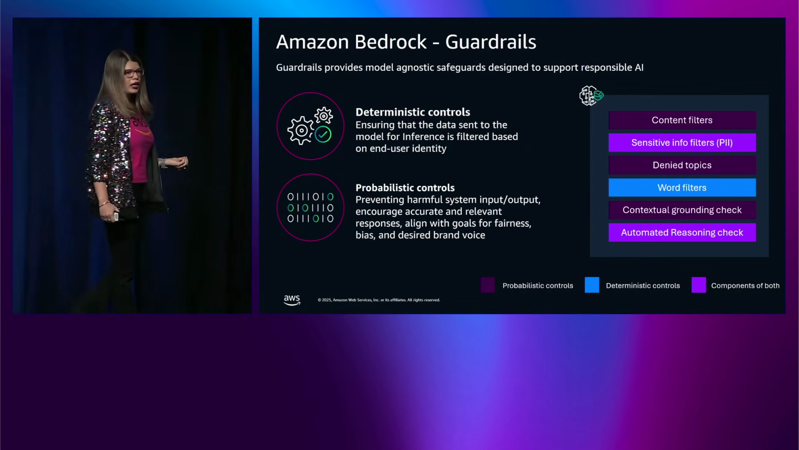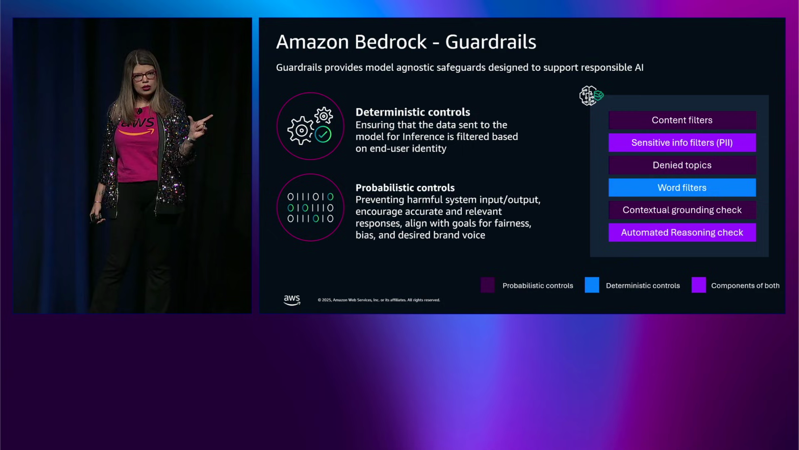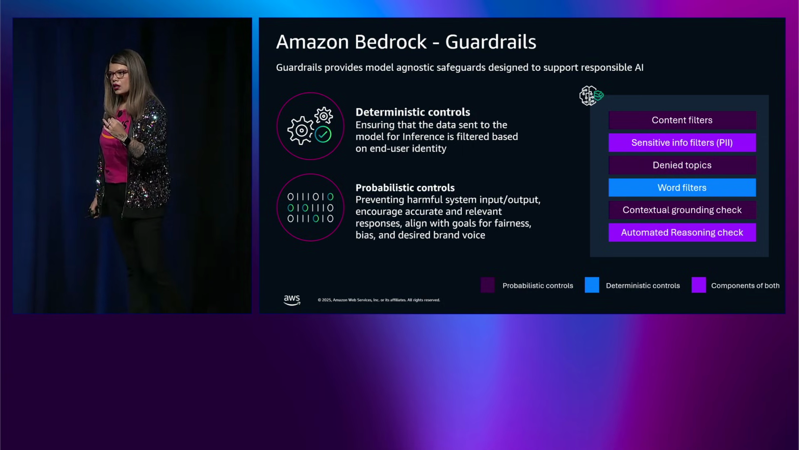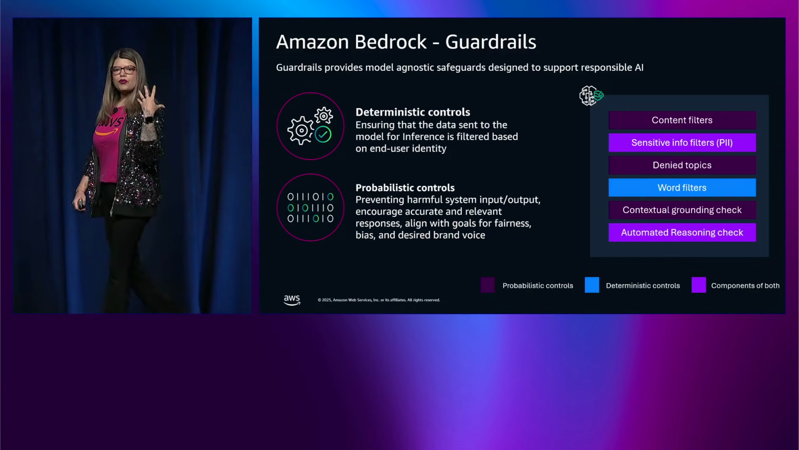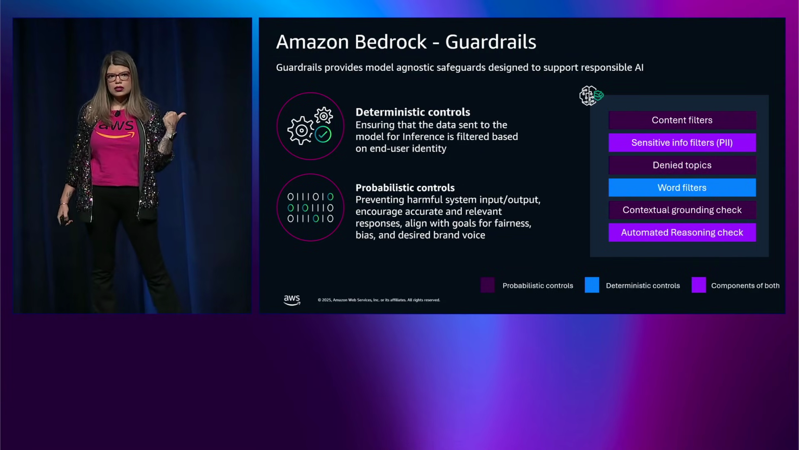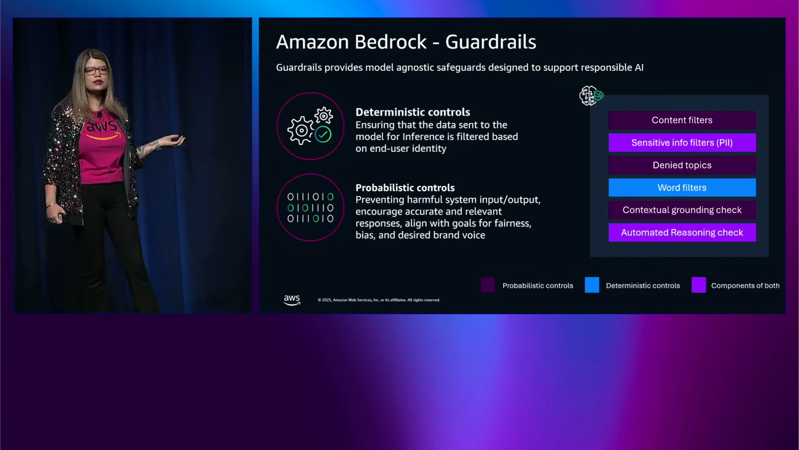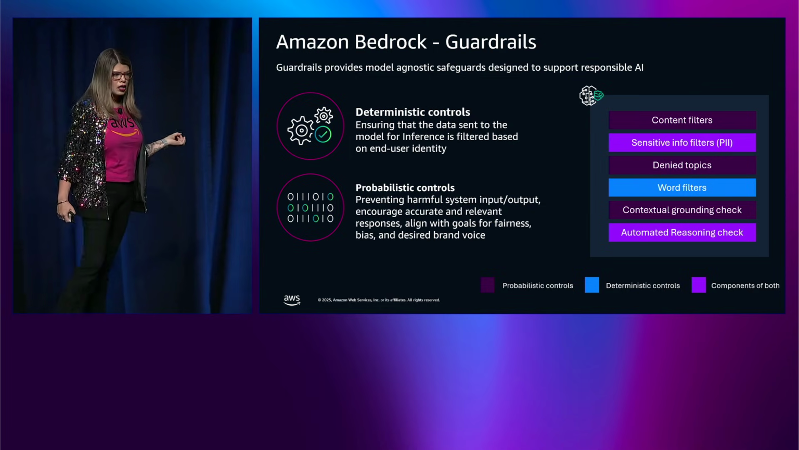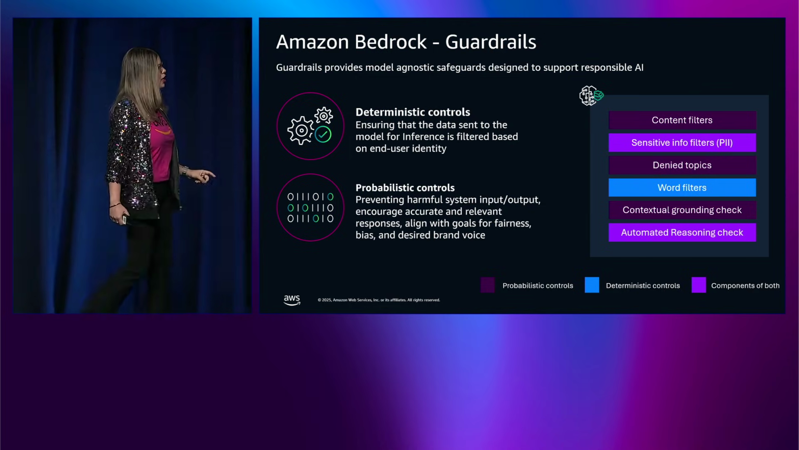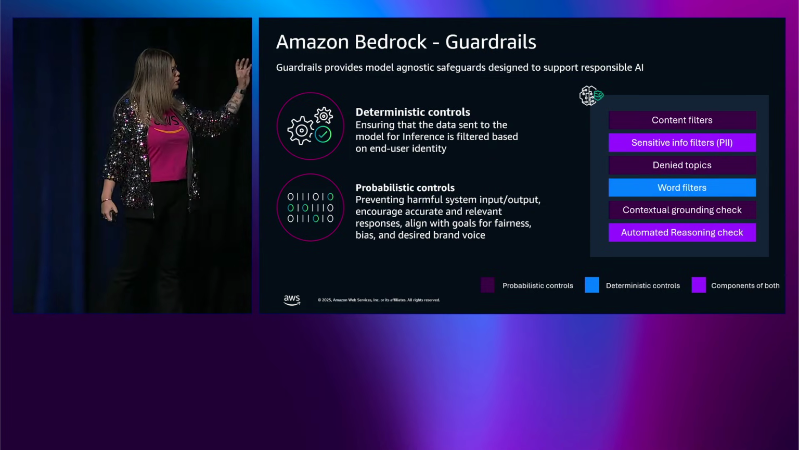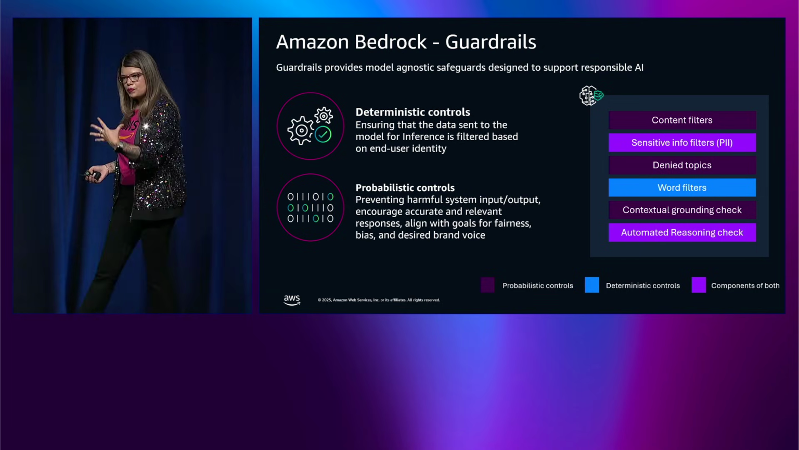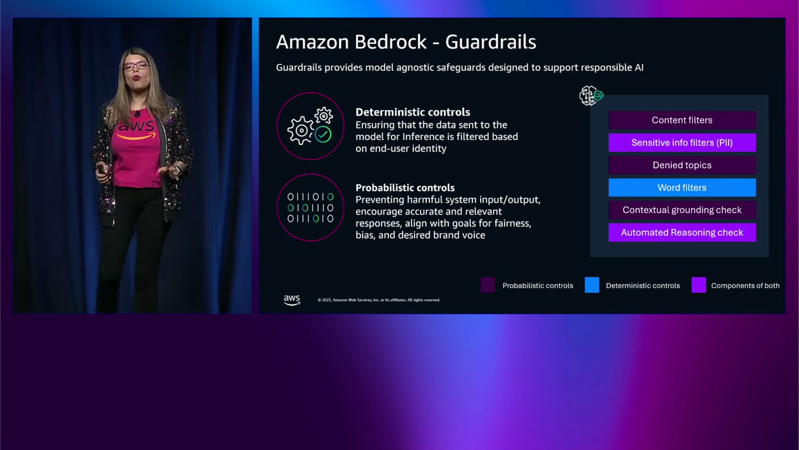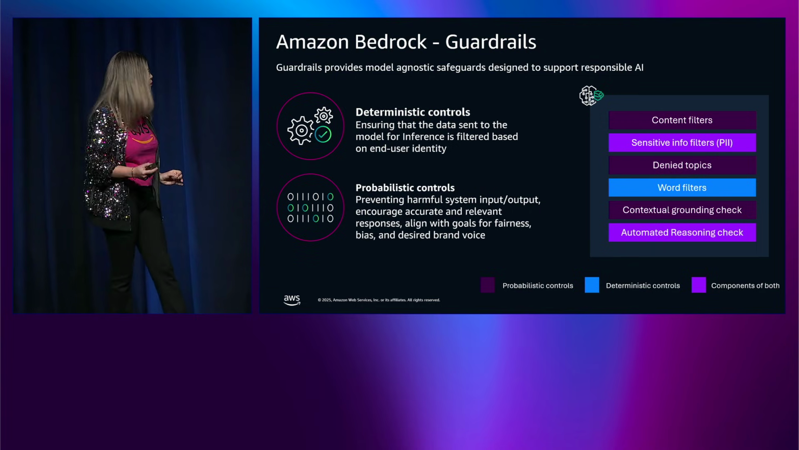And also, okay, the correct chunks were returned, but based on this, does the answer that was provided make sense? Does it solve the customer's needs? So we have these two kinds of checks in the contextual grounding check. So in this case, we are not thinking about misconduct, hate speech, or something like this. We are thinking about the quality of the response.